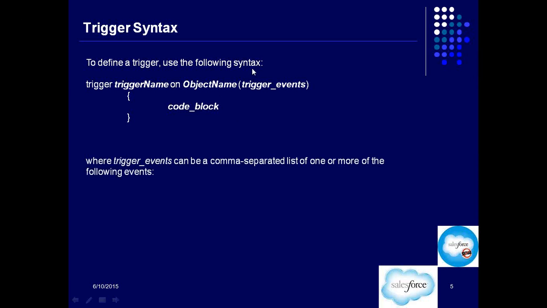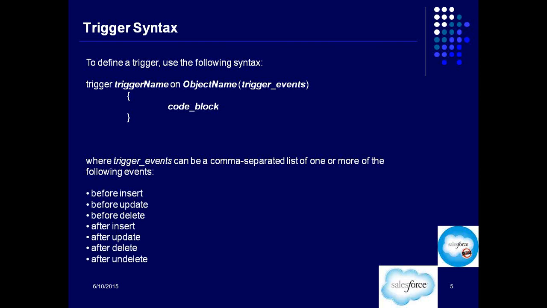All right. So let's understand the trigger events a little. What is that trigger event thing? The trigger events can be a comma separated list of one or more of the following events. So what all events are allowed? Before insert, before update, before delete, after insert, after update, after delete, and after undelete. So these are the events, right? So I told you that you have an option of defining when do you want your trigger to get executed, before or after. And the DML operations are available for the triggers which are insert, update, and delete, right?